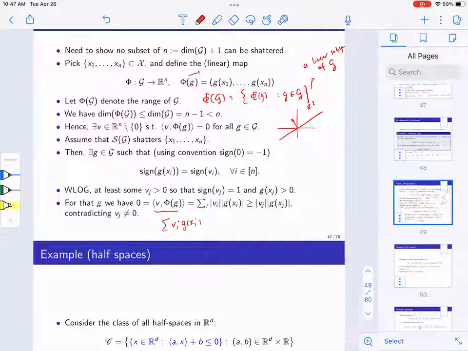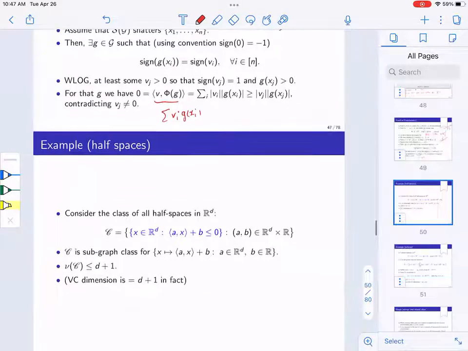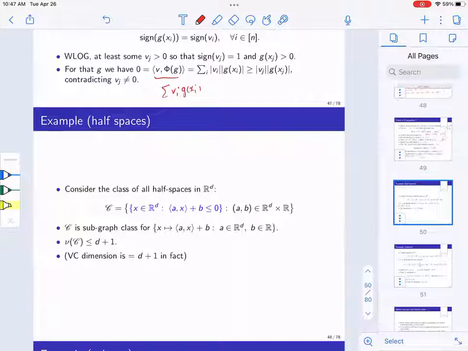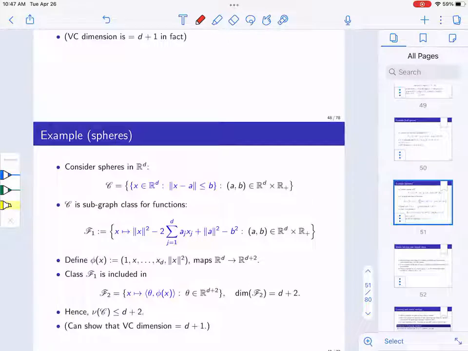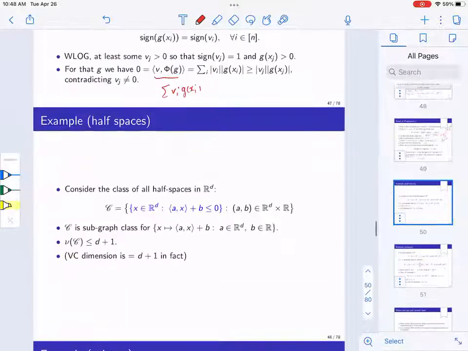Just think about this a little bit. So this proves the result, and then you can use this result to show interesting things. For example, the set of linear half spaces, or the set of spheres, or more complicated things, are sublevel sets of linear classes of functions. We'll come back and talk about this a little bit later. But then you can get immediate bounds on the VC dimension.